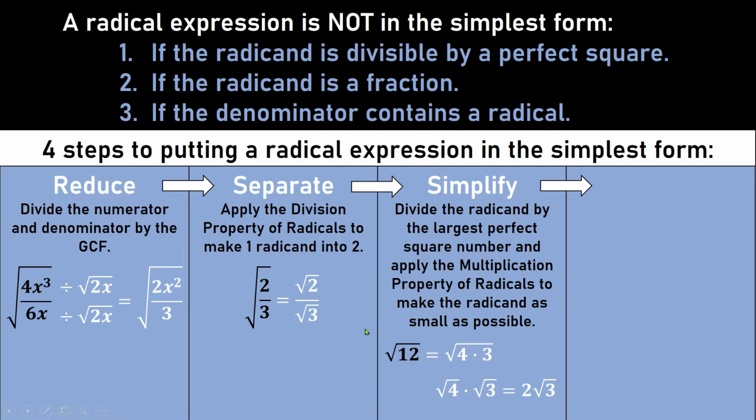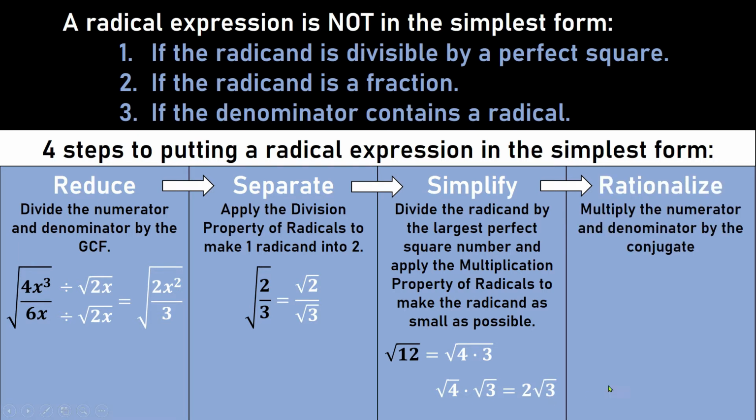So we can rewrite the square root of 4 times the square root of 3 as 2 square root 3. So we started with a radicand of 12 and we ended with a radicand of 3. So we made the radicand as small as possible. The fourth step is to rationalize.